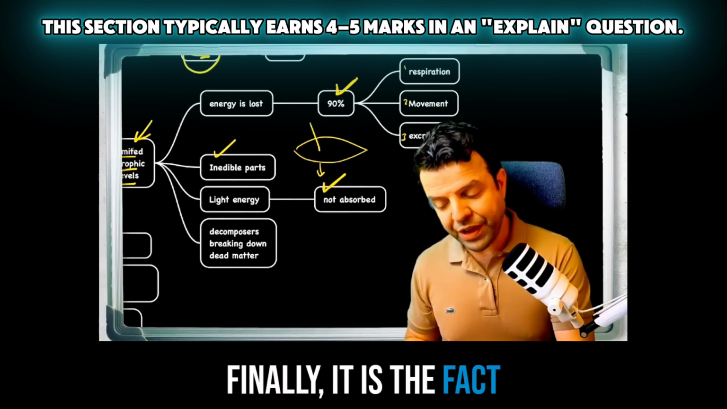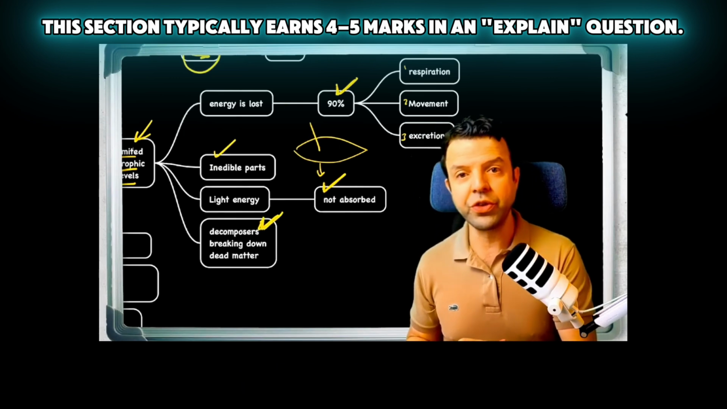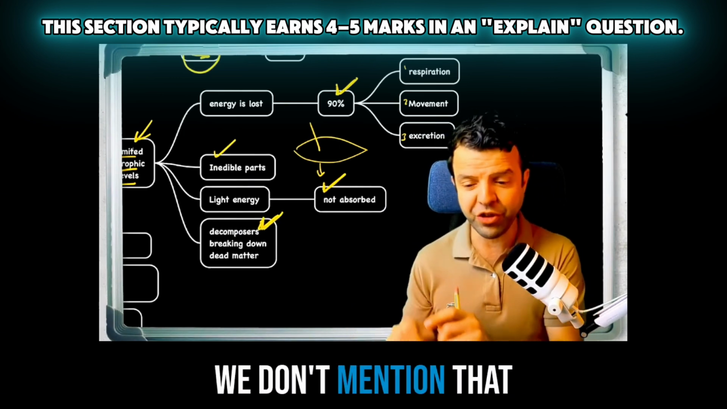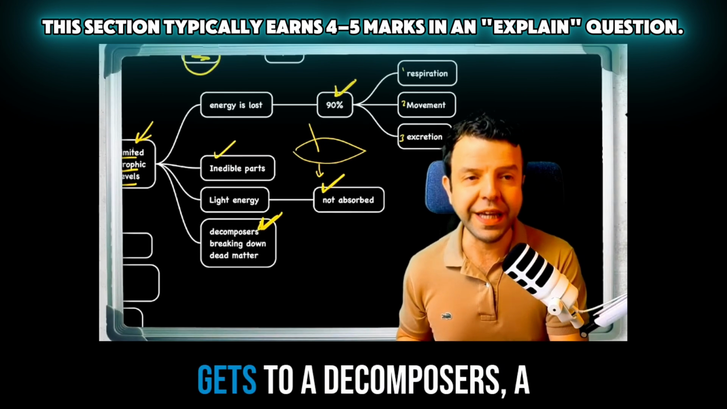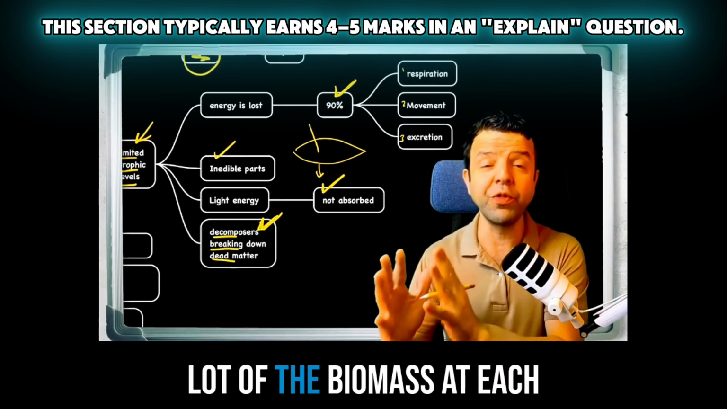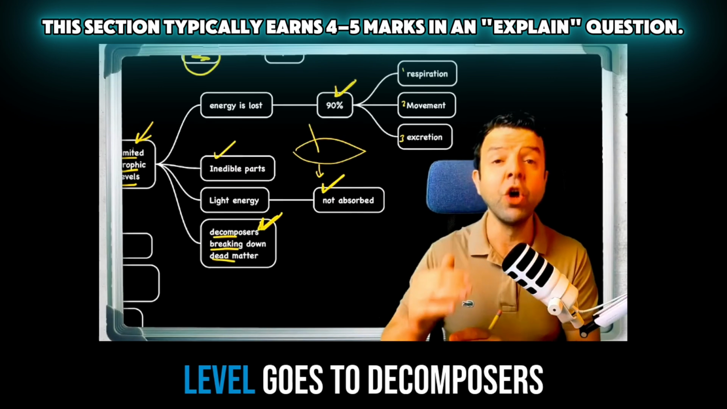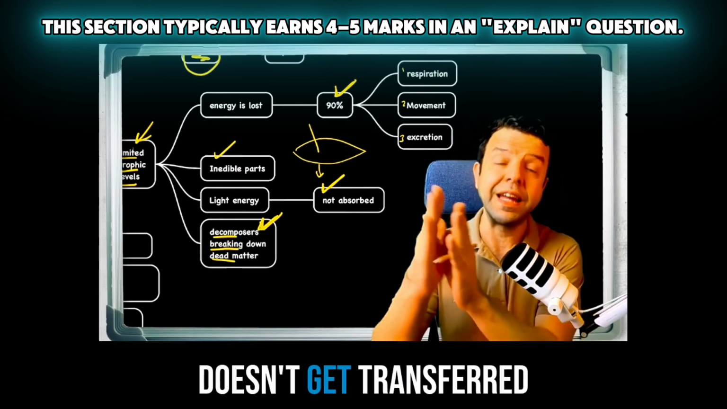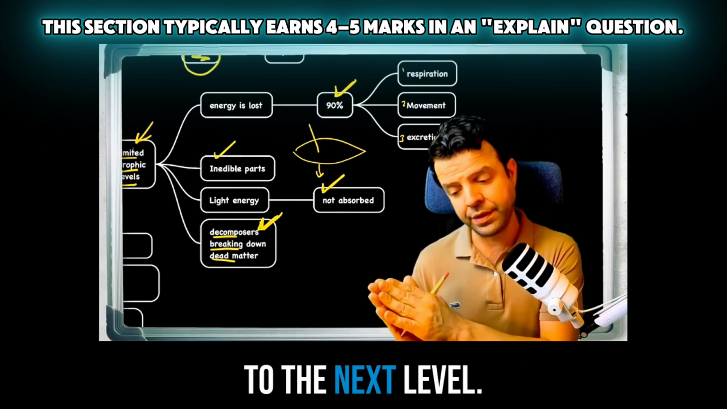Finally, it is the fact that decomposers, we usually ignore them in the food chain. We don't mention that everything eventually gets to decomposers. A lot of the biomass at each level goes to decomposers, and that doesn't count or doesn't get transferred to the next level.